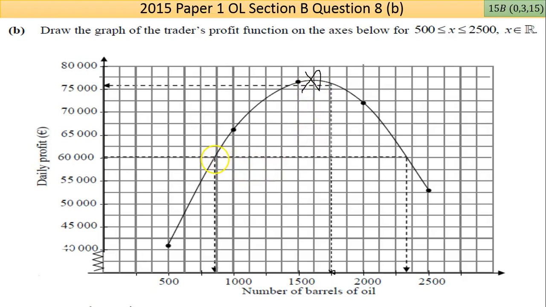So there are two points here for 60,000. If I drop it down, I can read off that figure as being 750, so you're looking around 850 maybe. And again here, dropping it down, you're reading off whatever the value works out to be. So there's a space of 5,000.